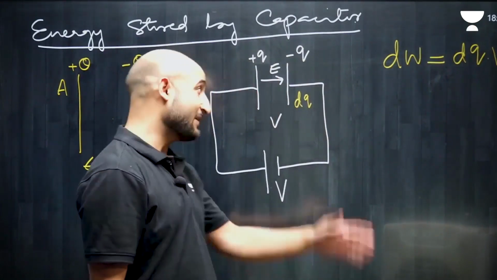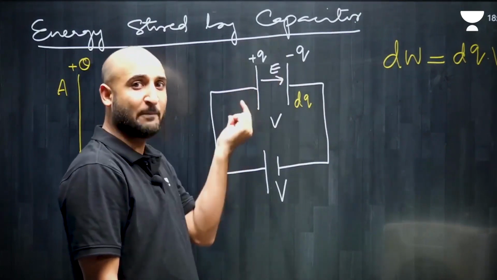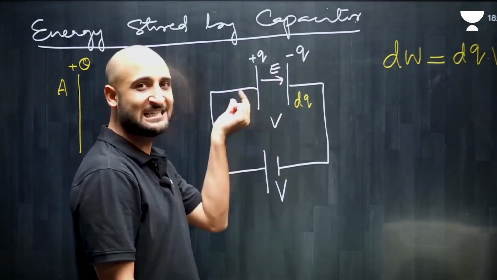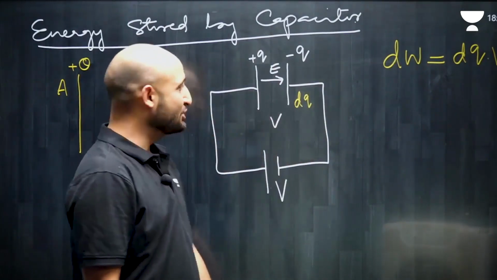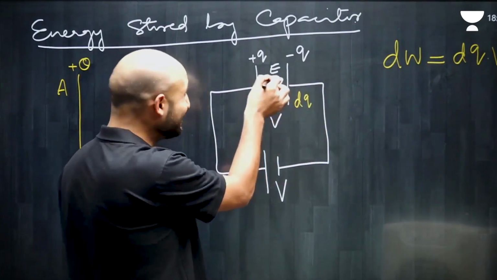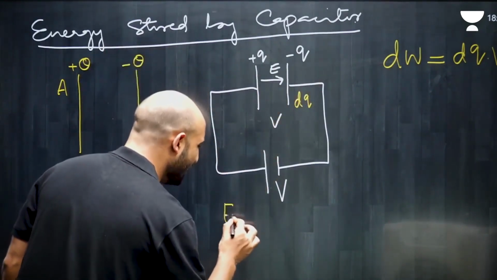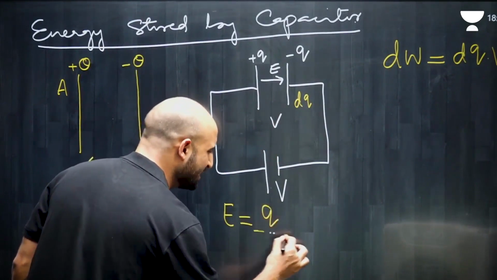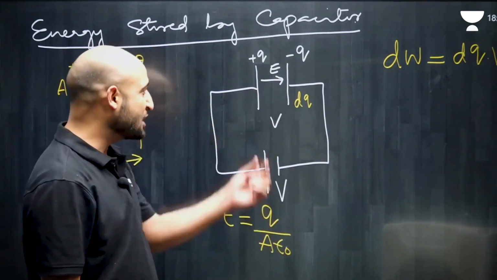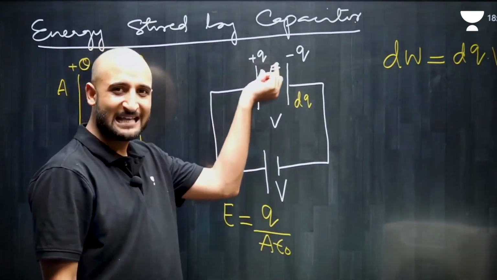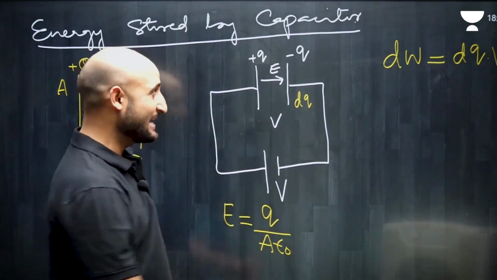Right? Now coming back to the capacitor. Since Q amount of charge has already built up on the capacitor, an electric field has developed from the positive plate to the negative plate, and a potential difference has developed. So this E here will be equal to the charge Q divided by A epsilon naught. That's the amount of electric field that will be developed between the plates of the capacitor. Right?